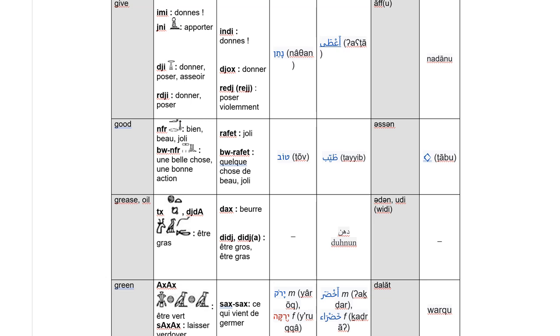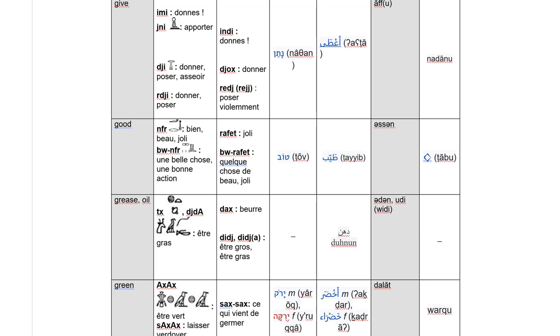As I told you, you can see all the variants of the same word in Wolof. It's really remarkable. And in the other languages, as ever, you have nothing similar. You have good here, nefer, which means pretty, nice. In Wolof you have rafet, which means pretty, nice. Bu nefer in Egyptian means practicing a nice thing and a good action. And you have the same here in Wolof, burafet, which means practicing something nice.